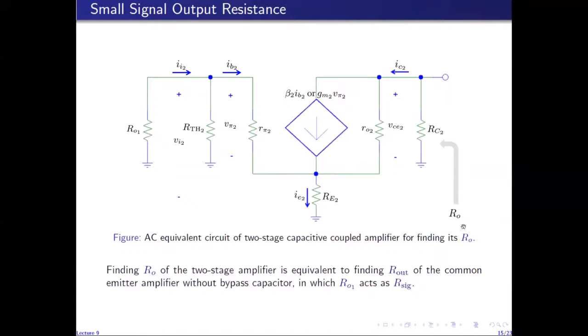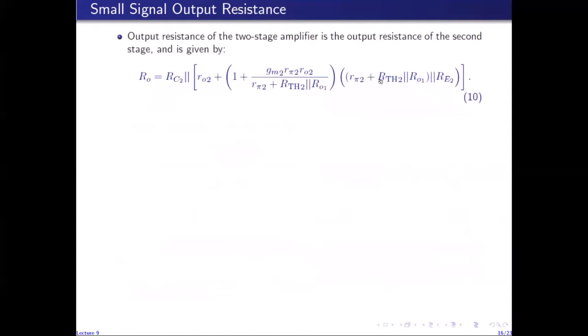So in order to find R0, I will use the expression derived for R out of the common emitter amplifier without bypass capacitor by simply replacing R sig with R01. So this is the expression for R out of the common emitter amplifier. I simply replace R sig with R01, and I find R0, which is the output resistance of the second stage, and is also equal to the output resistance of the overall amplifier.